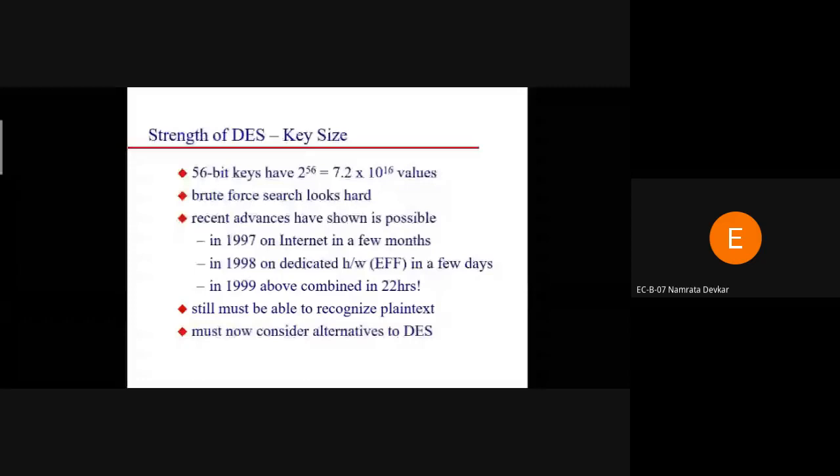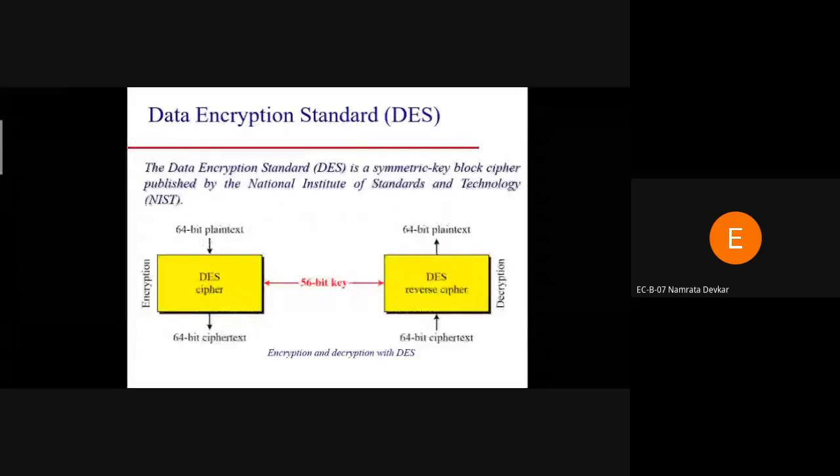Now, what is the Data Encryption Standard? What is the basic principle of the Data Encryption Standard? DES is a symmetric key block cipher published by the National Institute of Standards and Technology. As we discussed earlier, this particular standard was designed by the National Institute of Standards and Technology. So DES is a symmetric key block cipher.